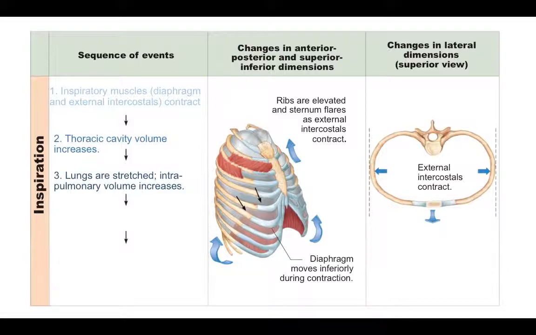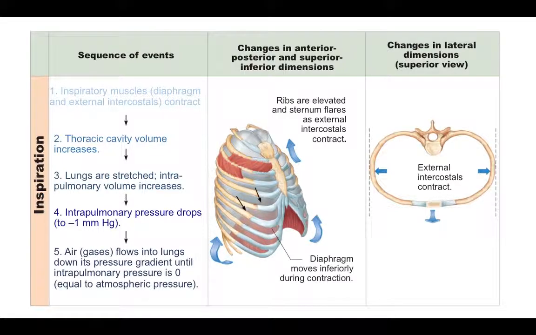When that intrapulmonary volume increases, that is going to cause the intrapulmonary pressure to decrease, and it's going to drop to -1, so that's going to drop below atmospheric pressure. Because remember, if volume of a container increases, pressure is going to decrease. So that means that the pressure inside the lung cavity is going to be lower than the atmosphere. So that is going to cause the air to flow into the lungs. Once it flows into the lungs, that's going to equalize the pressure inside the lungs with the atmosphere, and it's going to be at 0 there.